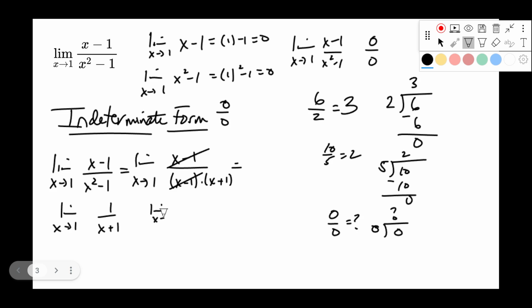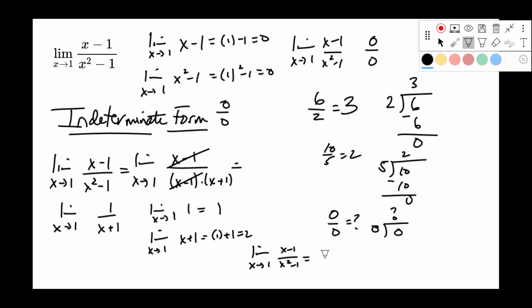The limit as x goes to 1 of 1 is 1. And the limit as x approaches 1 of x plus 1 is 2. So the limit then, as x approaches 1 of x minus 1 over x squared minus 1 is 1 over 2, 1/2. That is the correct answer.